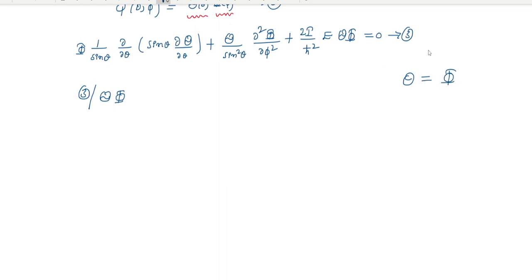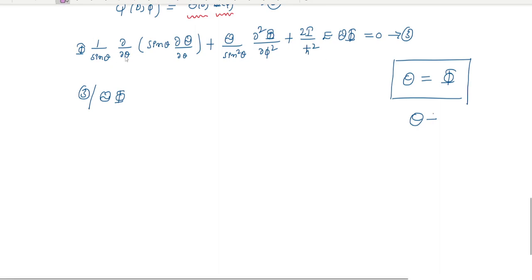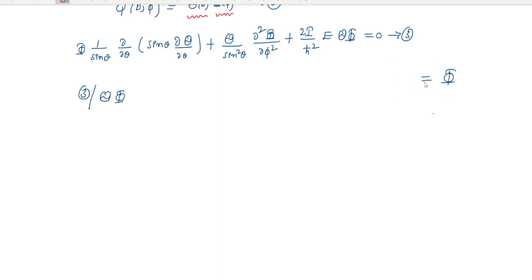So I need to find the solution like this. We need to separate these variables individually. Okay.